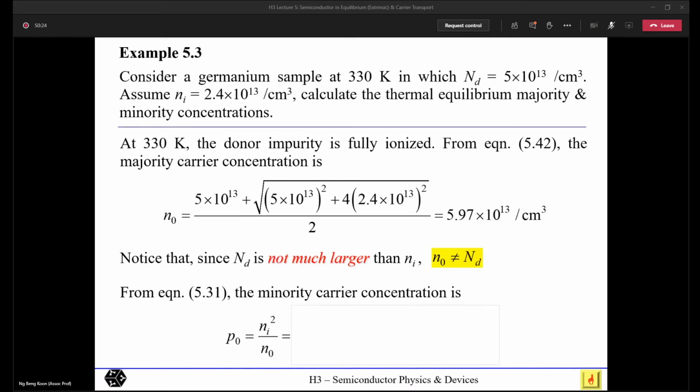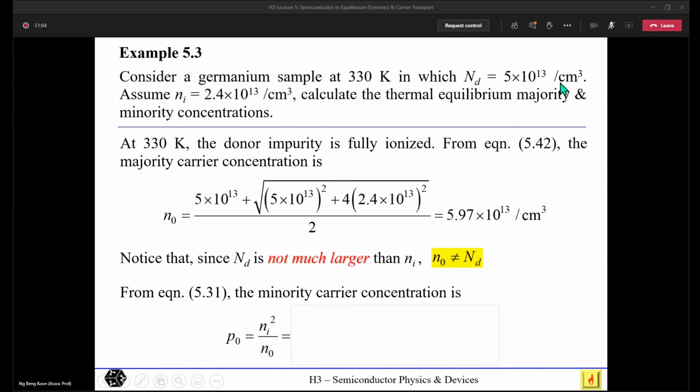I suppose a question that some of you might have is, what is considered sufficiently large that you can just approximate N naught to ND? As a general rule, a sort of reference value, if it is at least more than 10 times that of the intrinsic, then we can treat it as sufficiently large, at least 10 times. Of course, if you are not sure, then just use the quadratic solution here, which is also fine because it gives you the exact solution. Anyway, if you apply that, you get an N naught of 5.97 by 10 to the power 13.